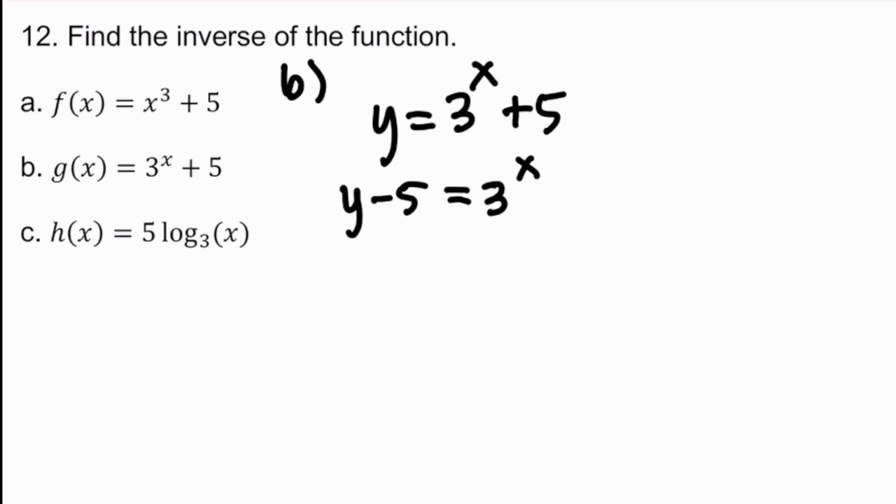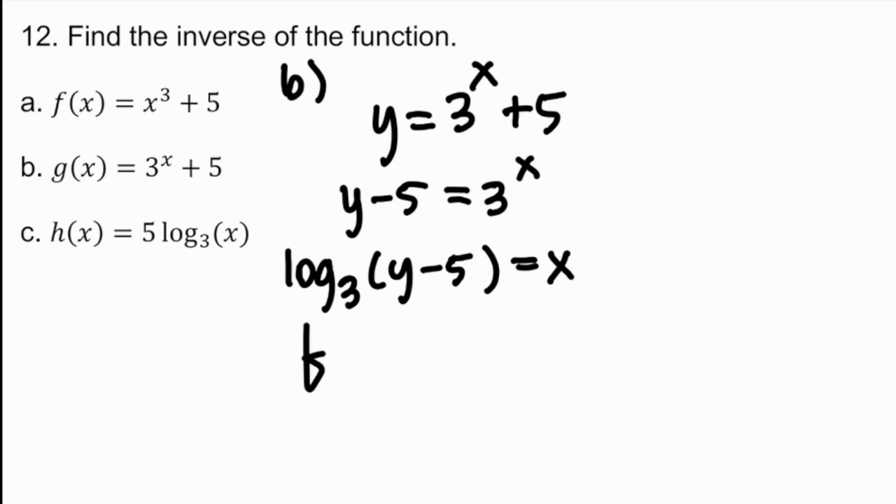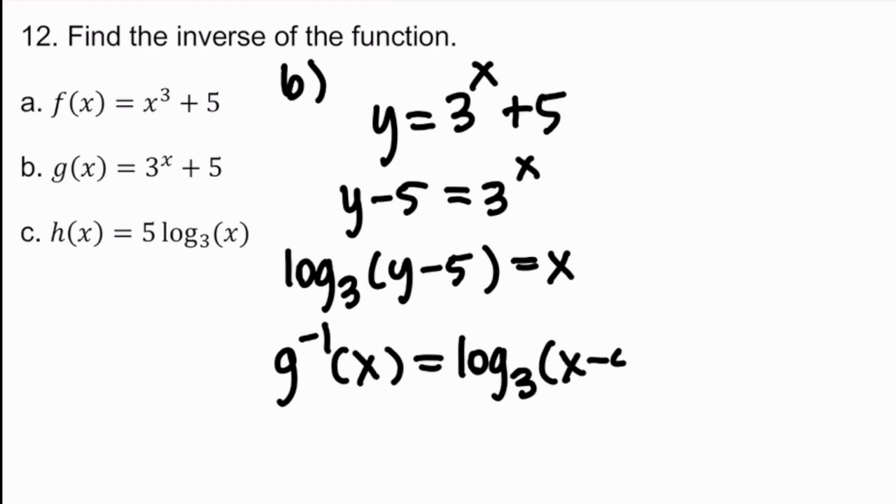Okay, and then to get the variable down out of the exponent, I'm going to have to use a log. So I'll take the log with base 3 of both sides. If I'm taking log base 3 of 3 to the x, that'll just give me x. And if I've solved for x, I've got the inverse of the function, so I just replace y with x and say, no, not f, pardon me, that's going to be g inverse of x equals log base 3 of x minus 5.